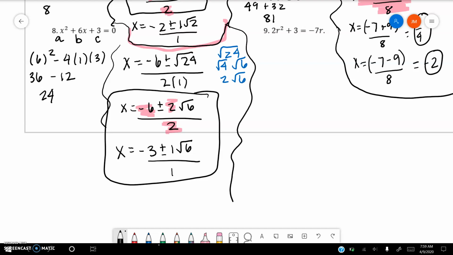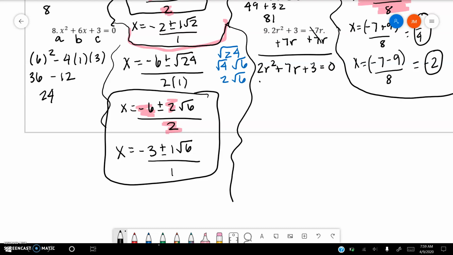This one's important because we always want to make sure that they are set equal to 0 first. So we need to get that 7r over to the other side. So you want to add 7r to both sides first, and then we always want them in standard form. So you're going to have 2r squared, and then put that plus 7r in between, plus 3 equals 0.